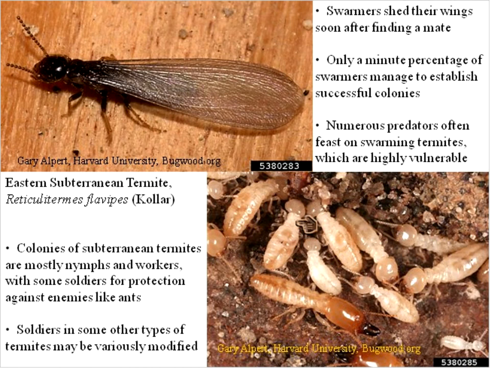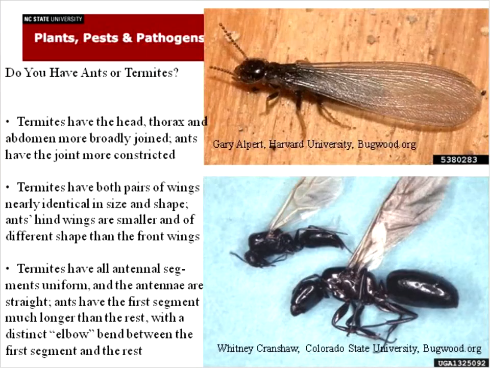Again, abdomen, thorax, head. Especially between the thorax and abdomen, rather broadly joined. It's even more obvious here on the soldier. You've got the head and the thorax very broadly joined together, and then the thorax and the abdomen broad. No real strong constriction between the two. Whereas on ants, you've got this really strong constriction between the head and the thorax here, and especially between the thorax and the abdomen. You've got what they call a wasp waist, or a petiole constriction here.